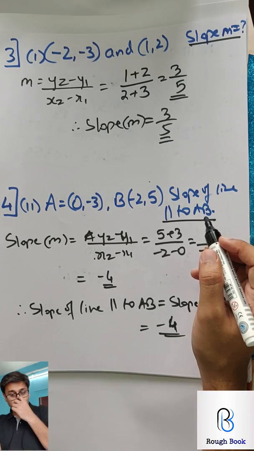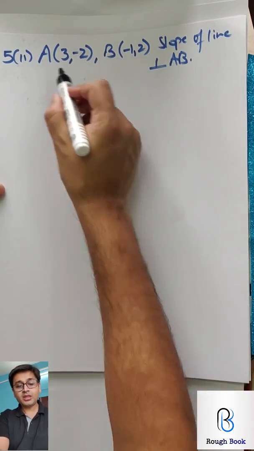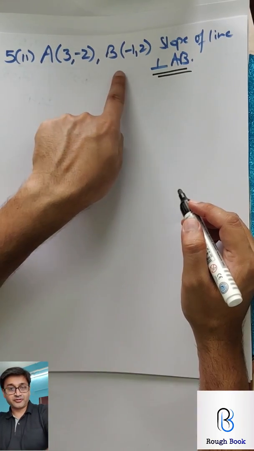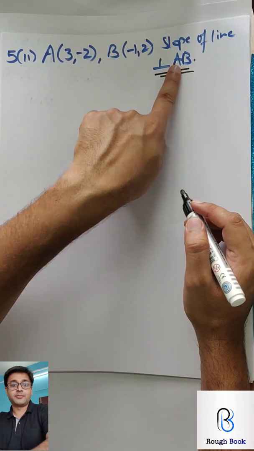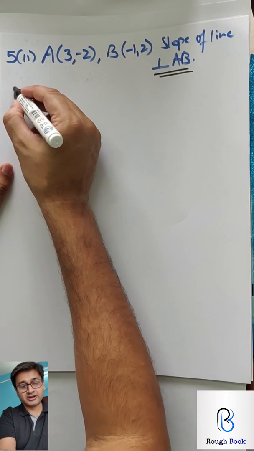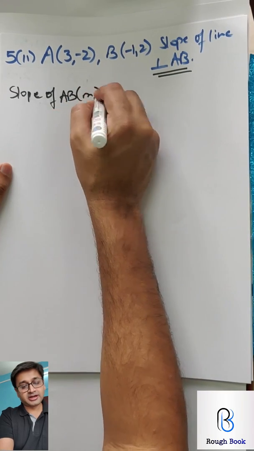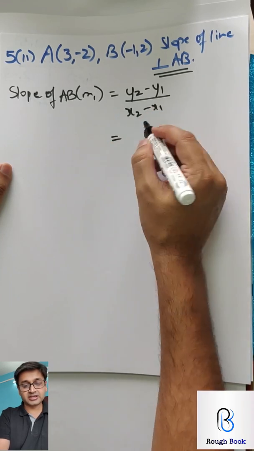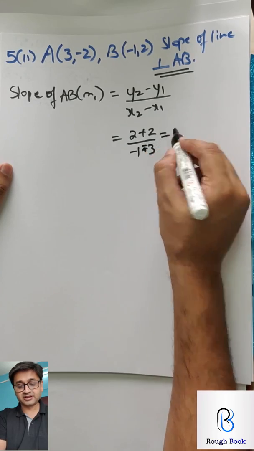With this, I think you will now be able to manage the remaining exercise, this B exercise. Let's hit it. A and B, find the slope of the line perpendicular to AB. First find the slope of AB, m1, and then m1 into m2 is -1. Use that and get the slope of the perpendicular line. That's why I just taught you this. So come on, pause the video, test yourself, and let's see if you can manage. So slope of AB, let's call it m1, is y2 minus y1 over x2 minus x1. So 2 plus 2 over minus 1 minus 3, am I right?